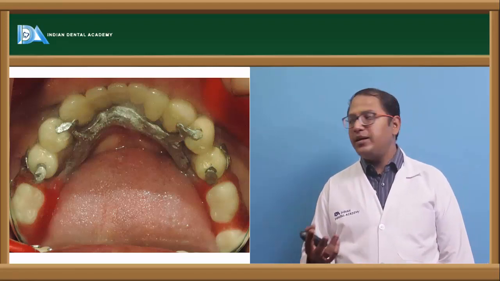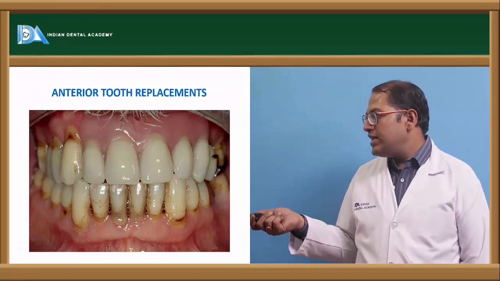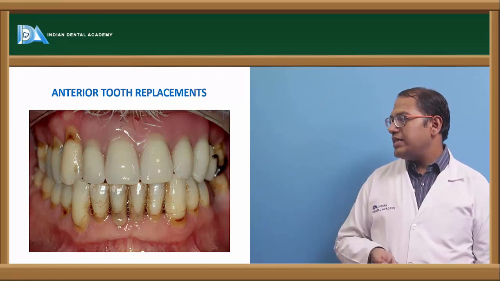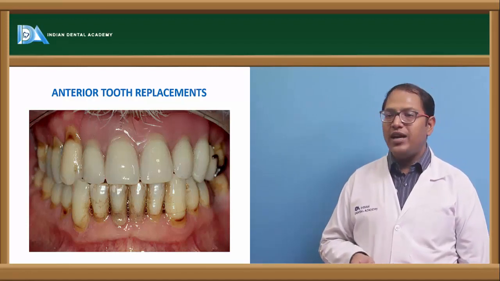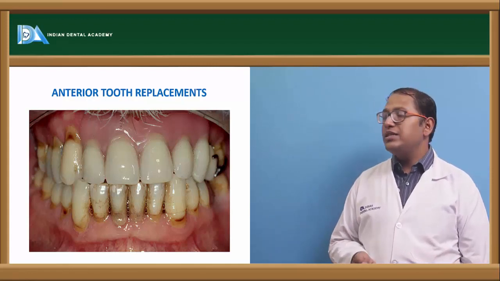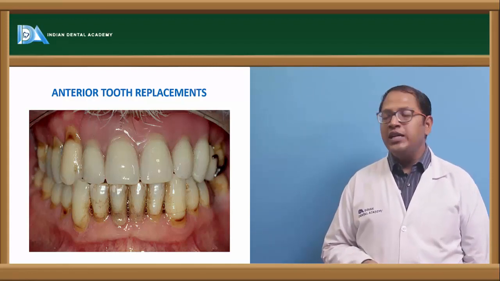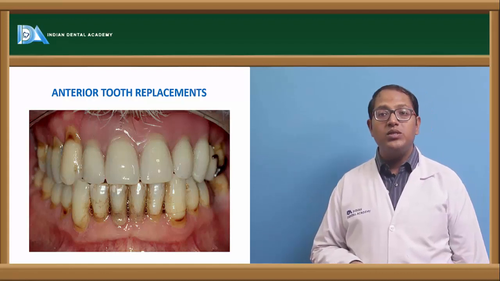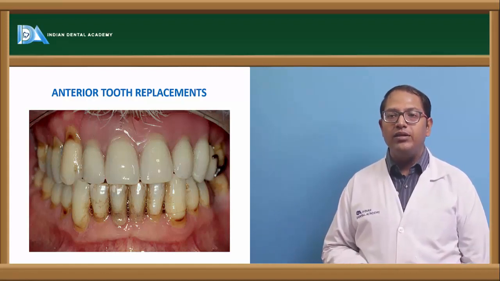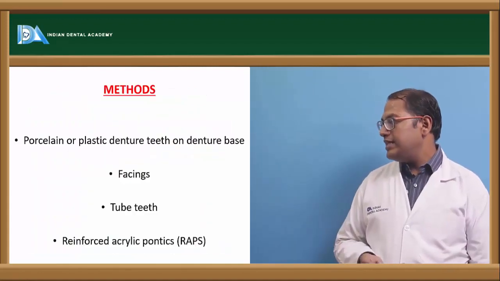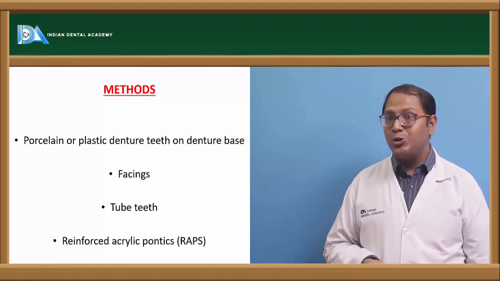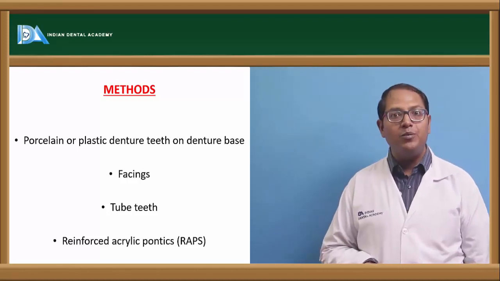So we also have some other different types of acrylic. We have anterior tooth replacements, where anterior teeth can be replaced with the removable partial denture. We have a gingival contour given with acrylic denture. It can also be done with silicone; these days we do it with silicone. We also have wrap, that is resin-reinforced acrylic pontics. We have tube teeth techniques. These are the methods that we can use. As facings we can use tube teeth, and we can use reinforced acrylic pontics.